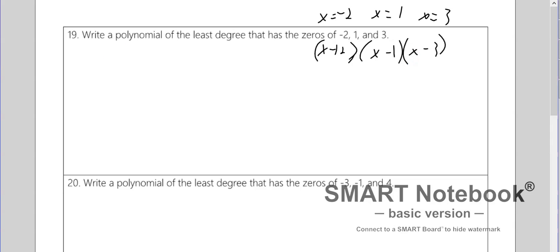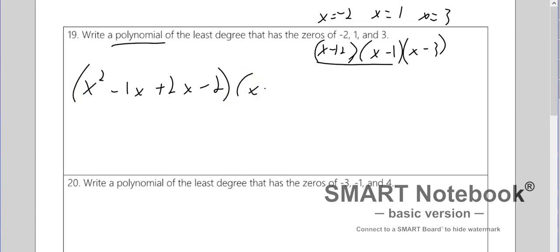Now we're not done. We want the polynomial. This is factored form. So now I'm going to FOIL or multiply or double distribute, whatever you want to say. I'm going to do these first two here. So x times x is x squared. Then I'm going to get negative 1x on my outside. My inside is going to be 2x. And last is 2 times negative 1.